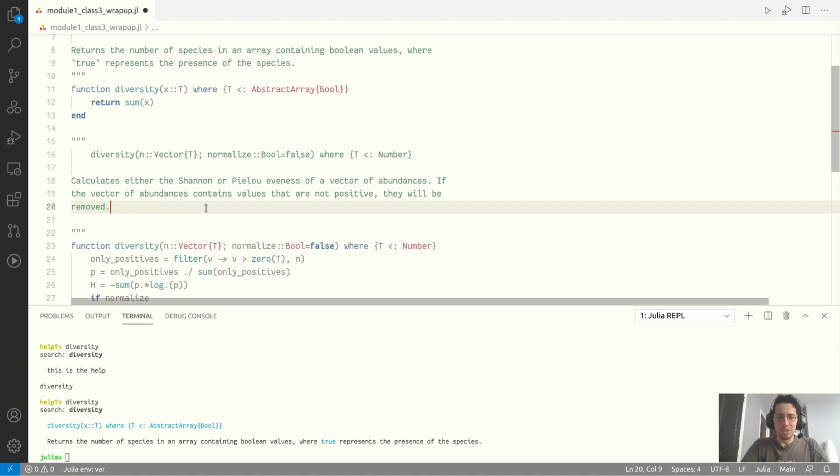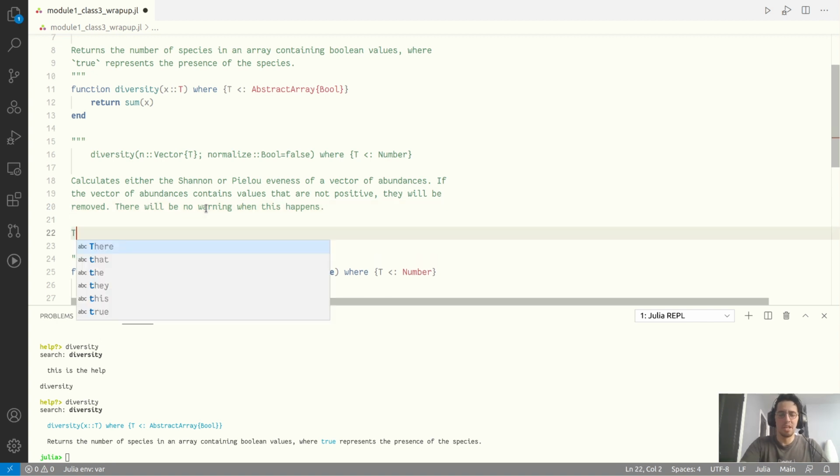What else is there to say? There will be no warning when this happens. In some situations, you might want to say, well, you had negative values, so I removed them. Here's a warning, just so you know. But here, we have not made a warning. It's going to be silent. And so we just say, if we remove some of the abundances, we won't tell you. We can change that later if we want, but for the moment, that's good enough.